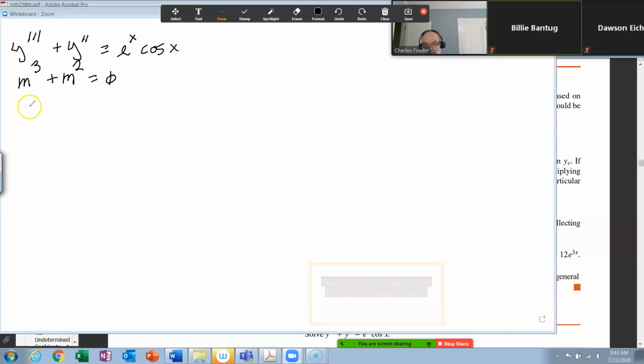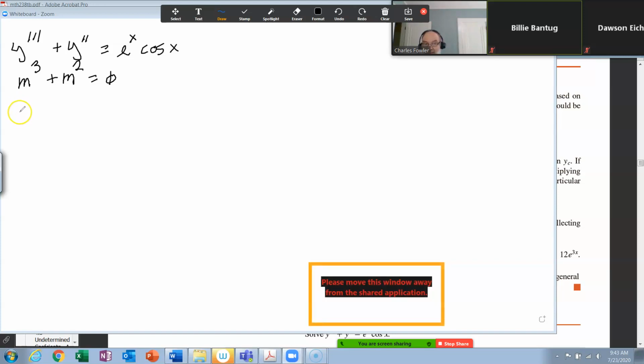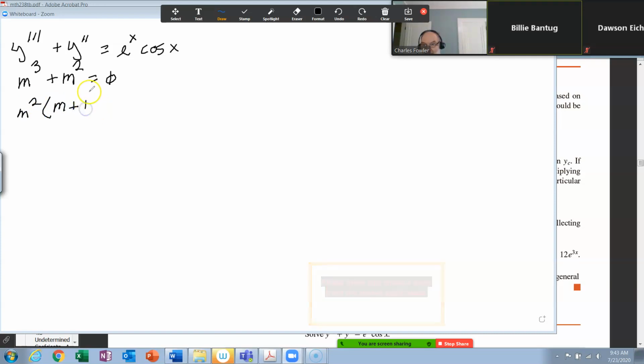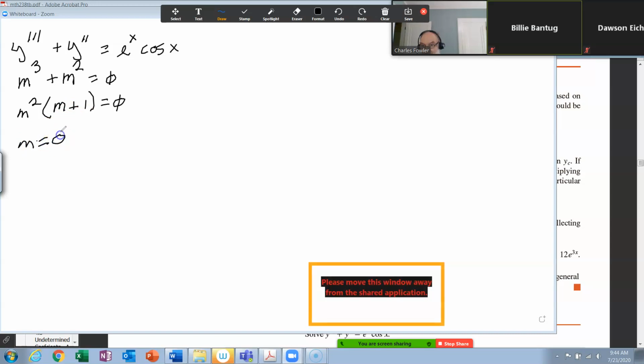What would you do with a problem like that? This is an algebra problem. It's not a calculus problem. It's not a differential equation problem. Just algebra. What would you do? Billy, don't be offended by this. I think Dawson knows it. What's the F word? Factor. Factor out all you can. That's m squared times m plus 1, and that's equal to 0. Well, what does that give you for roots? M equals 0, which is a double root, and m equals negative 1, a single root.